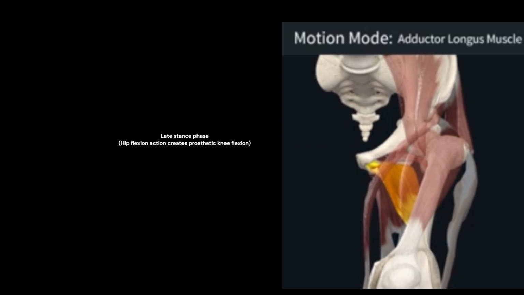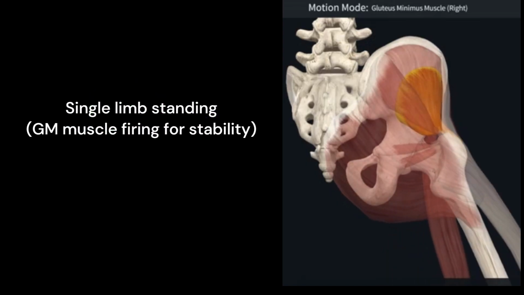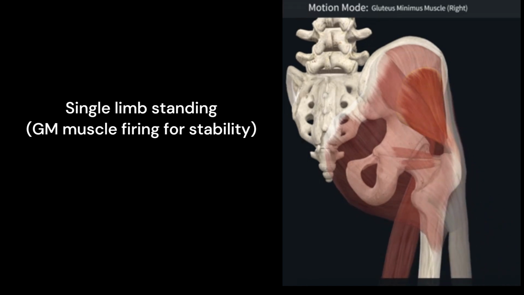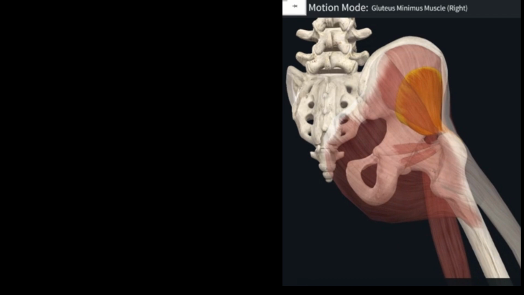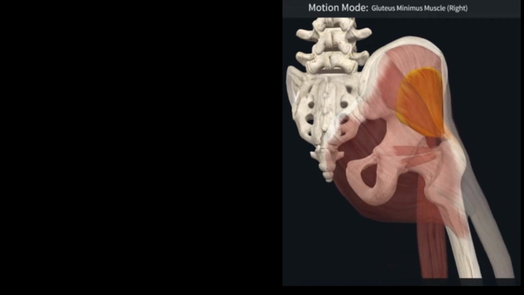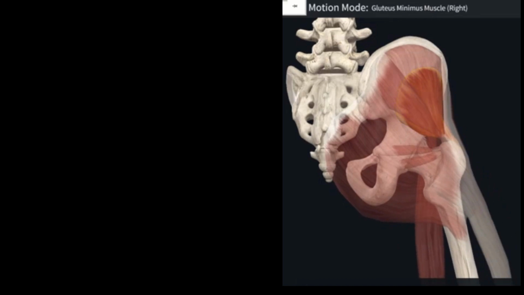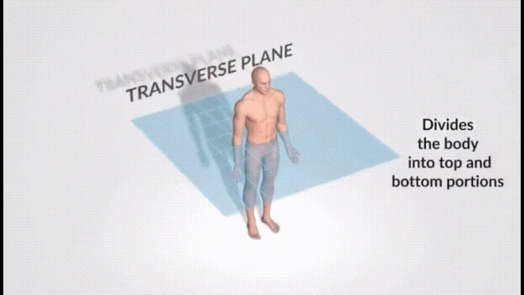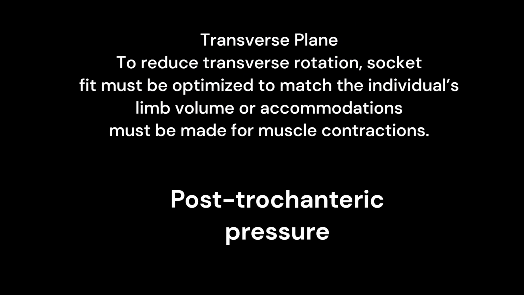Coronal plane: single limb standing on the prosthetic limb. The firing of the gluteus medius muscle against the adducted femur within the socket is required for coronal plane stabilization. It reduces the lateral trunk bending. Transverse plane: to reduce transverse rotation, socket fit must be optimized to match the individual's limb volume, or accommodations must be made for muscle contractions.